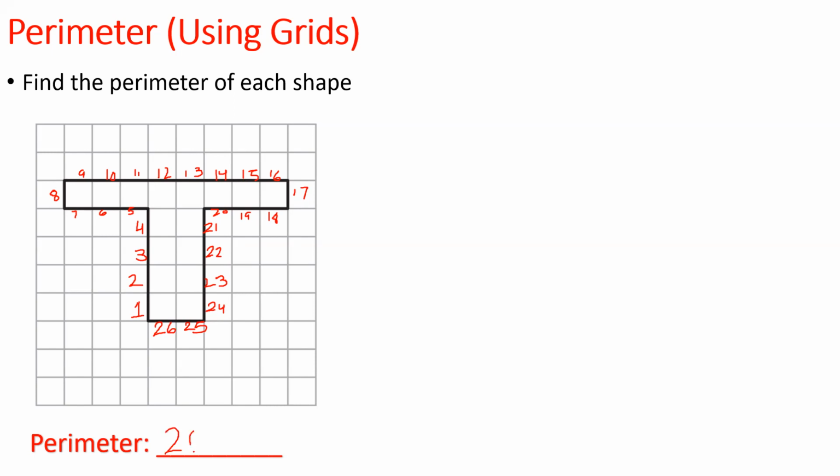Did they give us any units? Nope. Did they tell us centimeters? No. So it's going to be 26 units. You're just going to write 26 units. How many persons got that? 26 units.